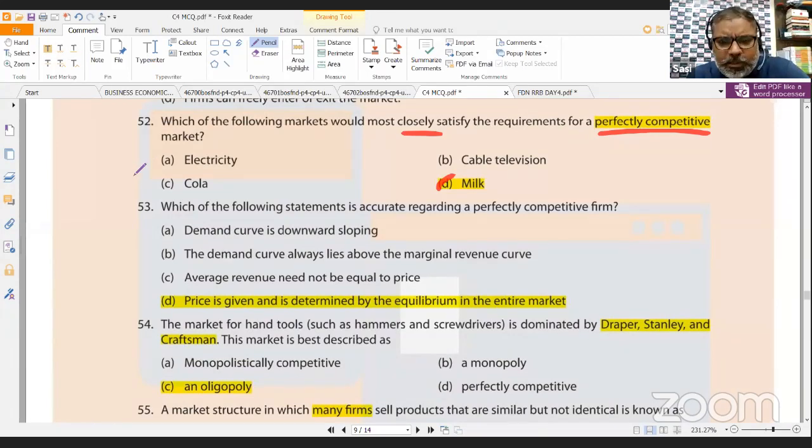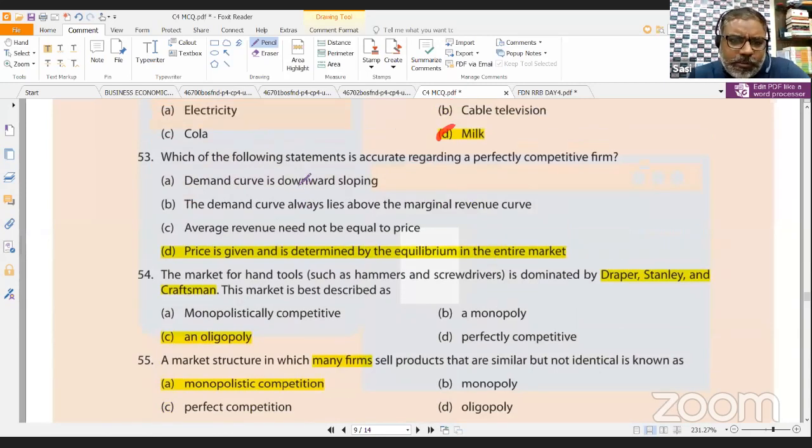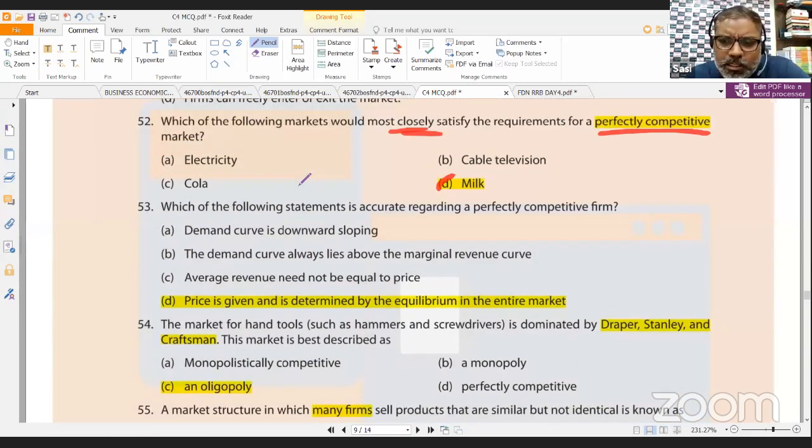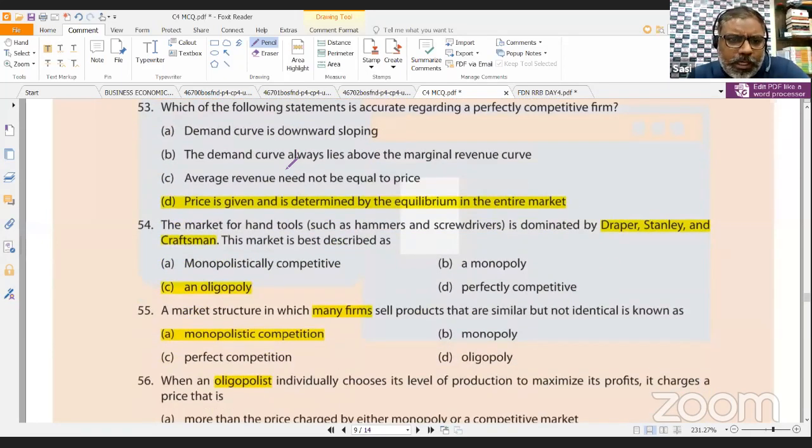Again, is it perfectly the correct answer also? I cannot say. But because the four others are there, all put together, the one which can most closely be perfectly competitive is milk because it is homogeneous. There cannot be too many varieties of milk. Yes, there could be high fat, low fat, medium fat. Those are different. But basically, milk is an agricultural type of product, which is in general considered to be a perfectly competitive market.